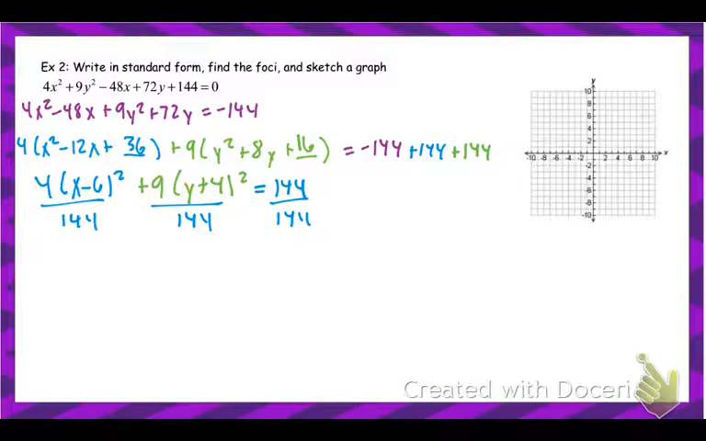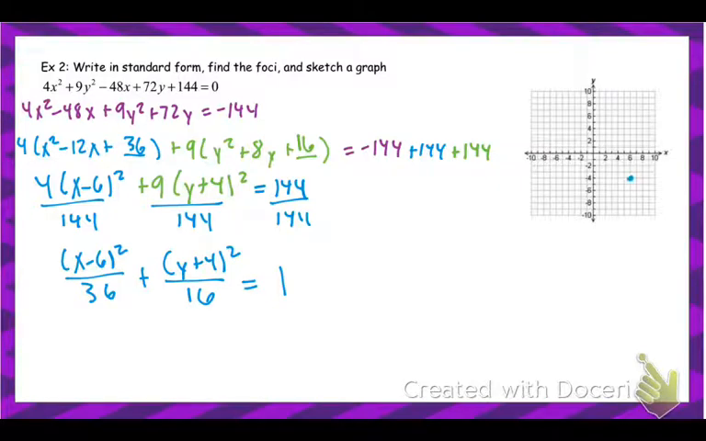And these are actually pretty easy to simplify because we already did it above. So x minus 6 squared over 36 plus y plus 4 squared over 16 is equal to 1. So now if I want to sketch my graph, the center would be 6, negative 4. Horizontally, I would move a distance of 6. Vertically, I would move a distance of 4.